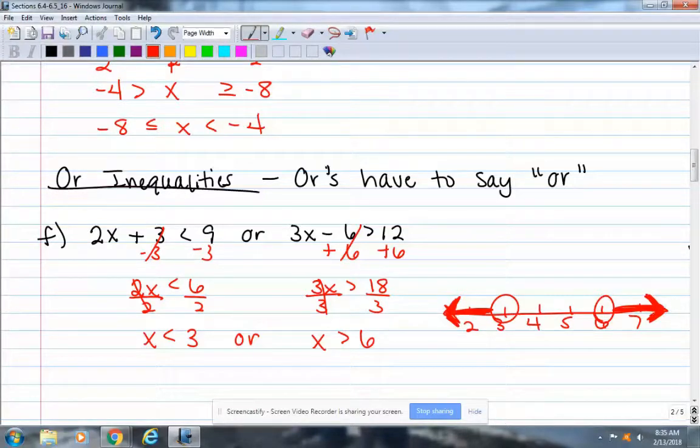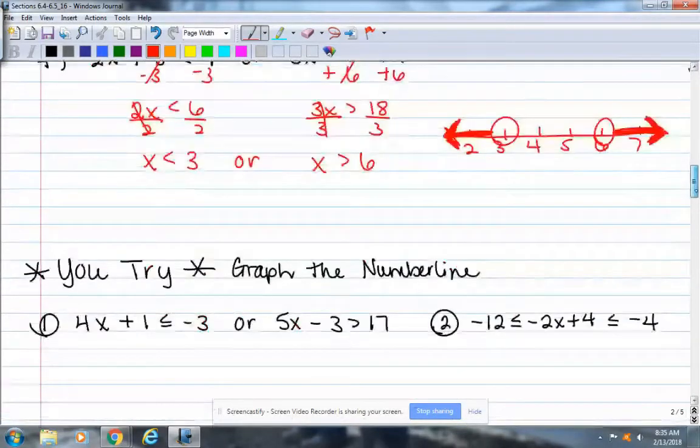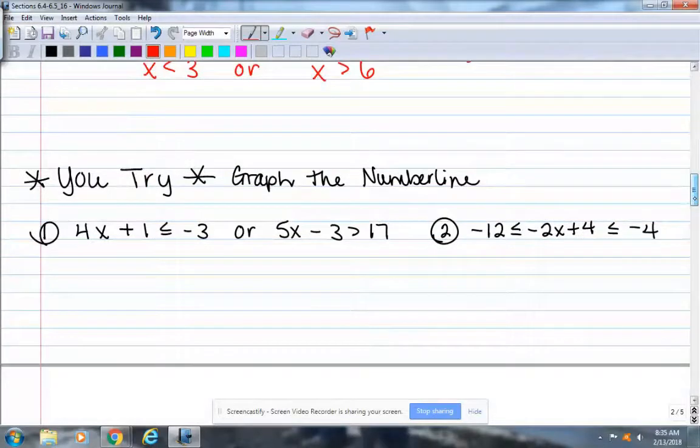Any questions? Okay. You try these two. One's an and, one's an or, and graph them on a number line.